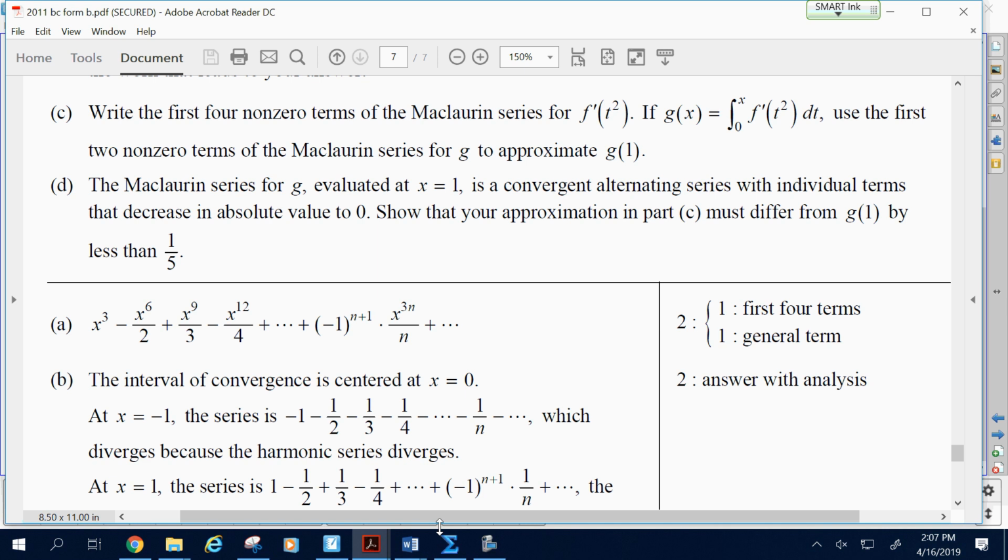Did you get the first 4 terms? x cubed minus x to the 6th over 2 plus x to the 9th over 3 minus x to the 12th over 4. First point earned. Check, +1. Did you get the general term? -1 to the n plus 1, x to the 3n over n. If you didn't put parentheses around that, you would not get that point. Very good.